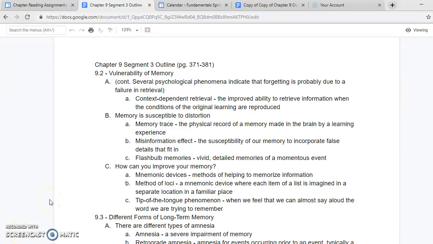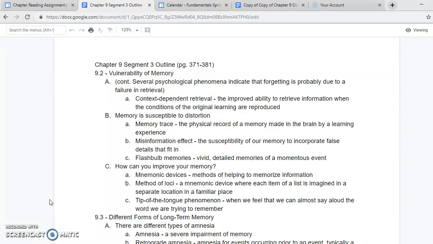So this is the Chapter 9, Segment 3 outline, and Chapter 9 is memory. So going back a little bit to give some context, where we pick up on page 371, the small section is talking about how several psychological phenomena indicate that forgetting is probably due to failure in retrieval.